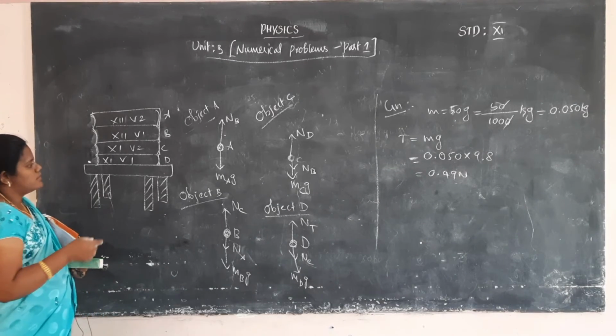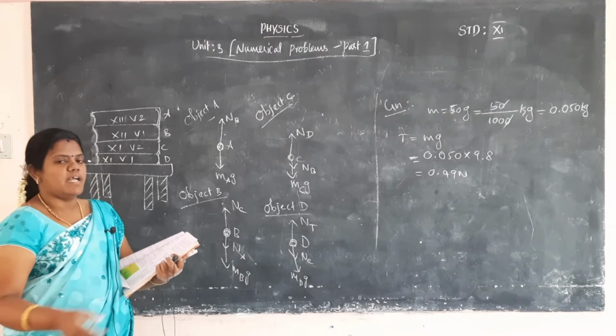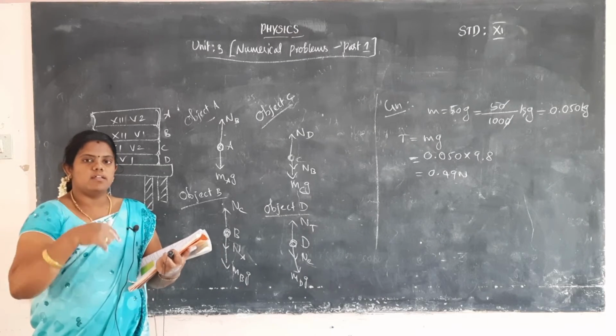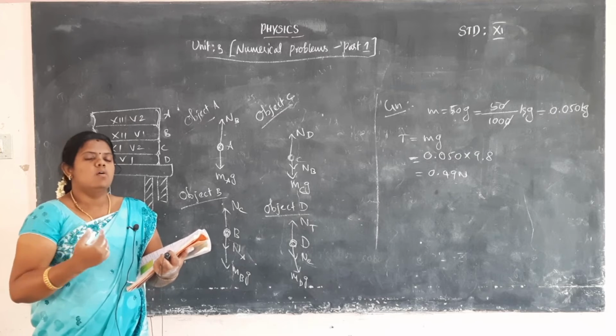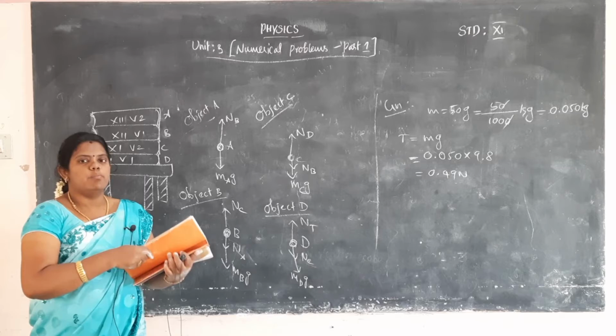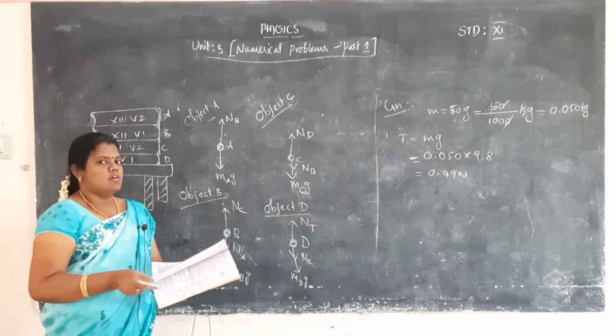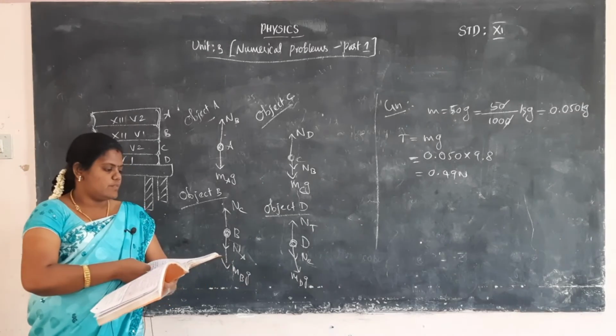Okay, so this is the fourth problem. Four boxes are arranged one above another in sequence. What forces will be acting on each book, using the free body diagram? You have to draw the free body diagram easily, from one object to another.